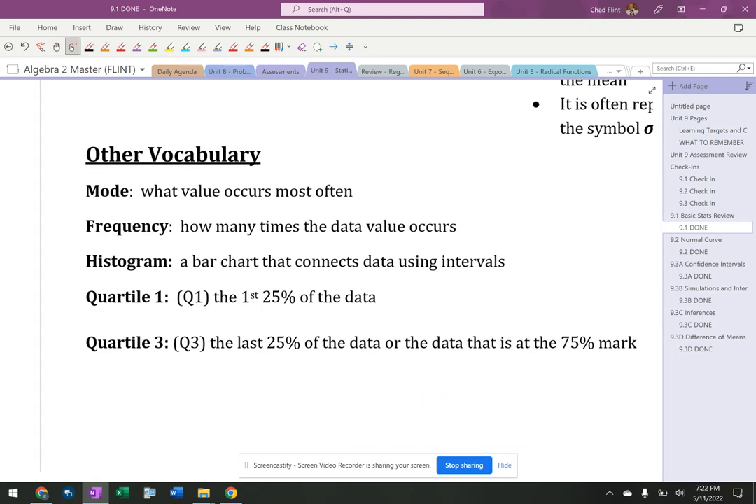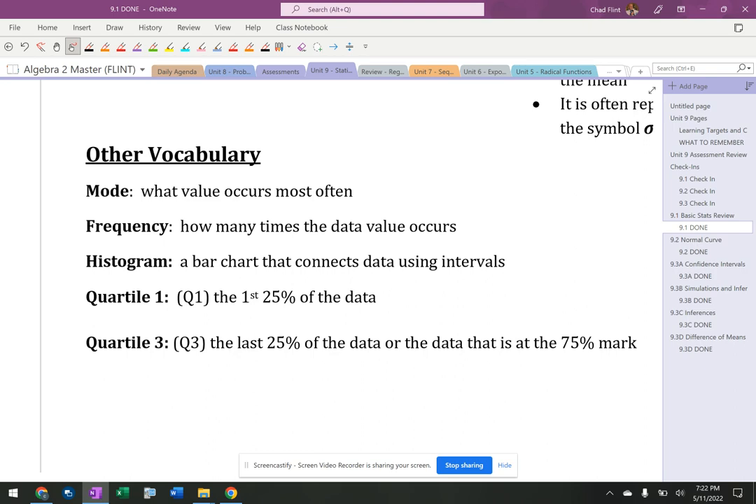Other stuff: mode is what's the most often. Frequency is how many times something occurs. Histogram is a bar chart. Quartile 1 is the first 25%. Quartile 3 is the last 25%, or 75% up to that point.